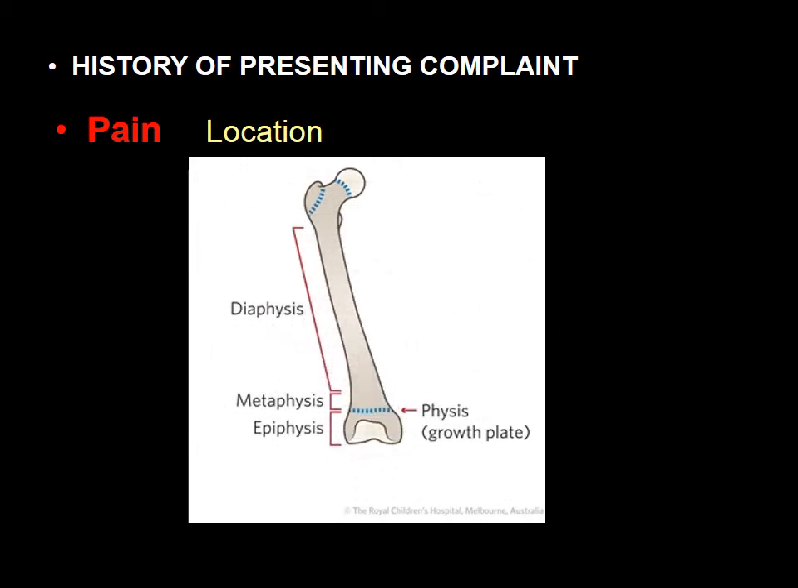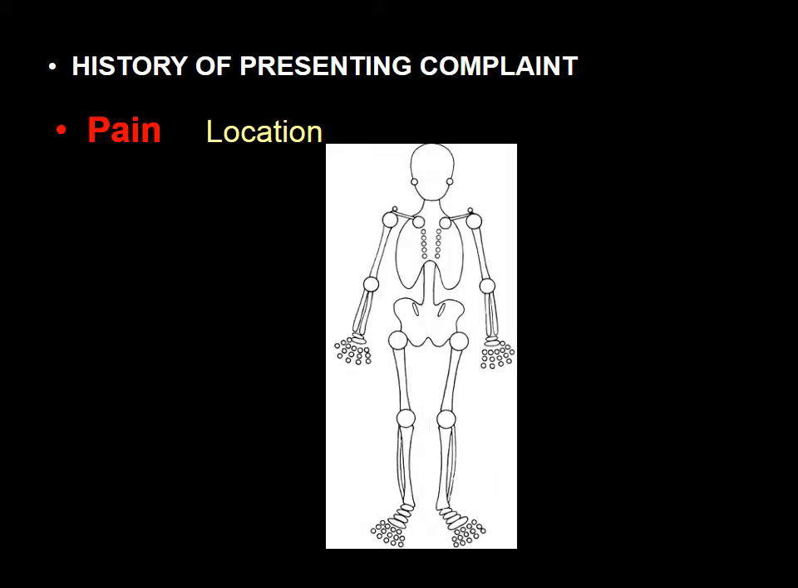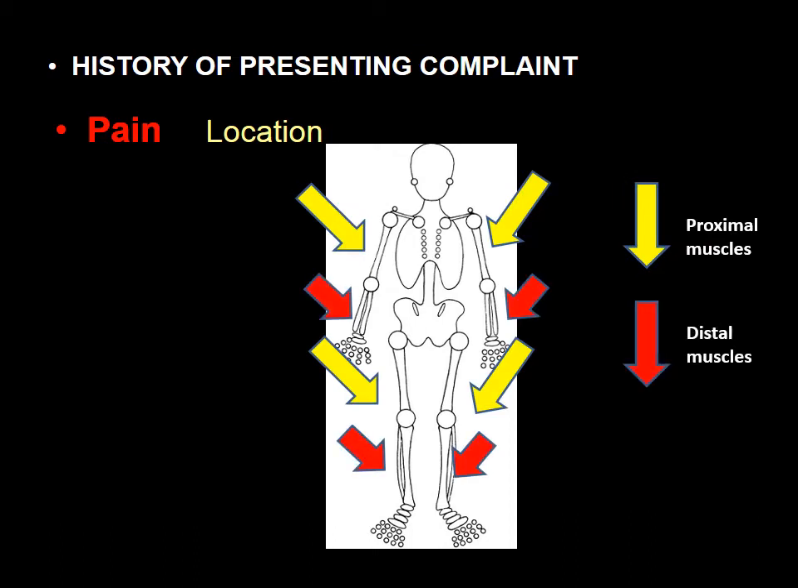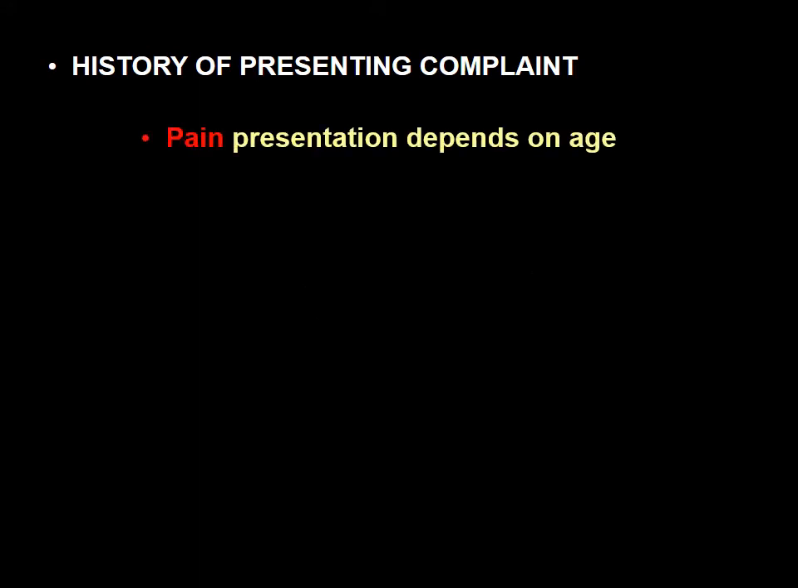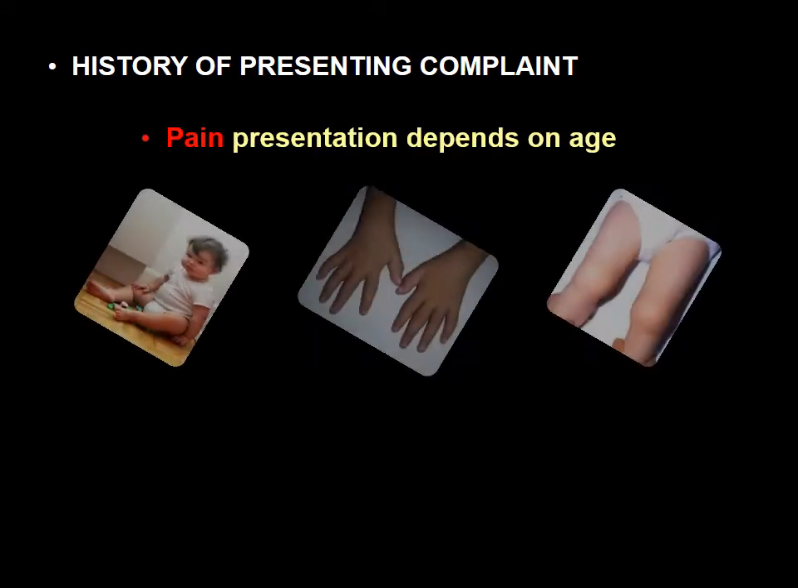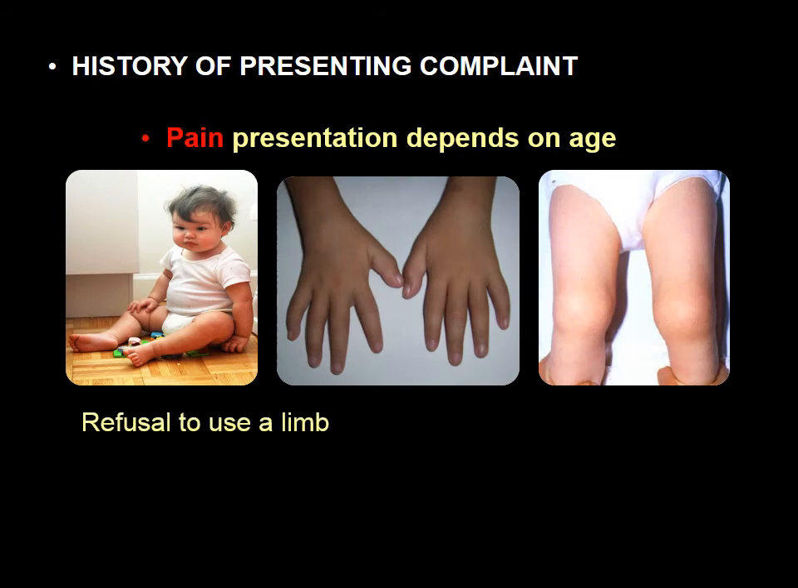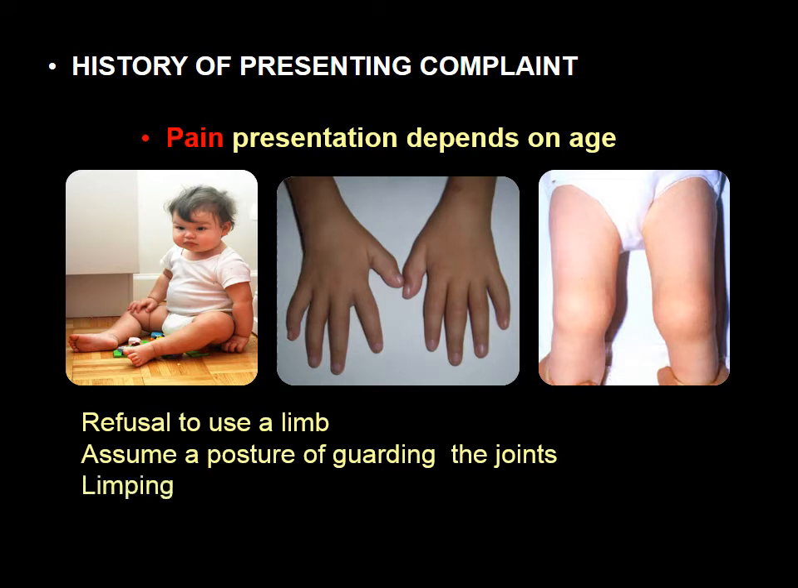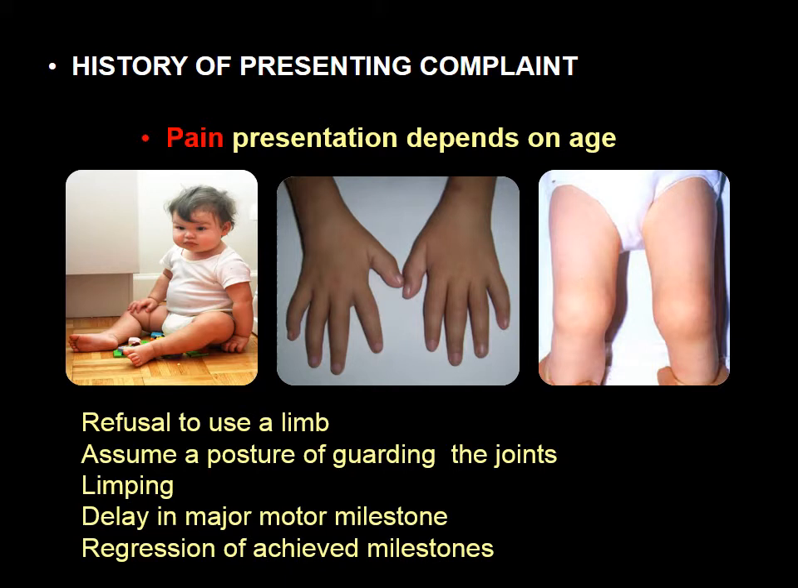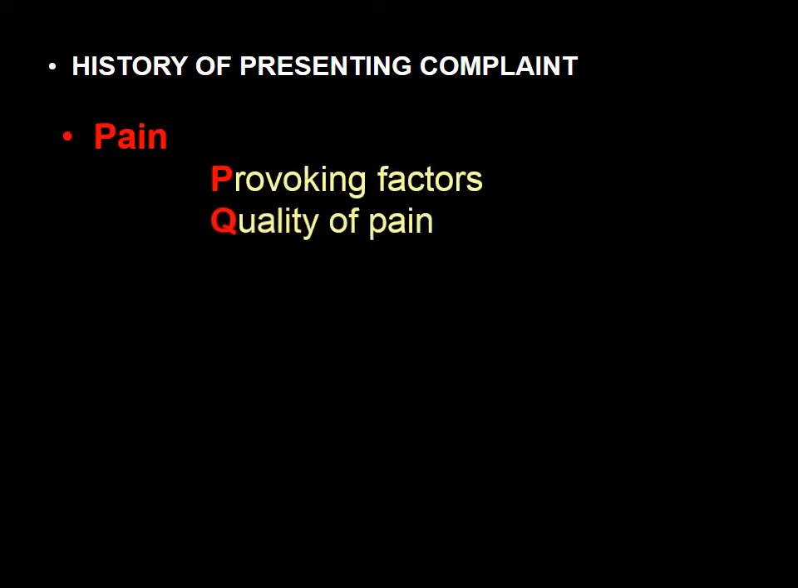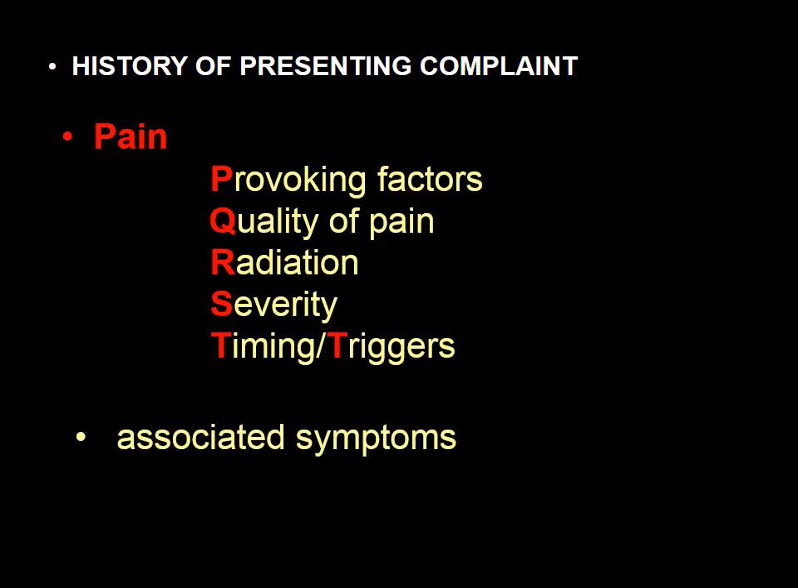For bone pain, is it on the area of the epiphysis, diaphysis, or metaphysis? For the muscles, does it affect the proximal or distal muscles? Bear in mind that young children may not be able to verbalize pain, and manifestation may be in the form of refusal to use a limb, assuming a posture of guarding the joints, limping, delay in major motor milestone, or regression of achieved milestone. And take note also of the PQRST of pain, or the provoking factors, quality of pain, radiation, severity of pain, timing, and triggers. Ask for the associated symptoms such as fever, weight loss, rashes.